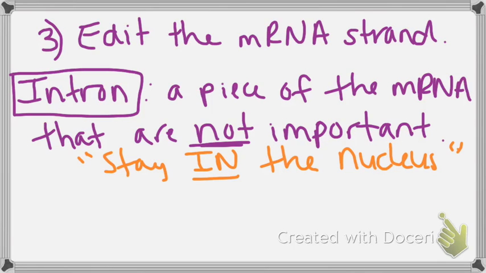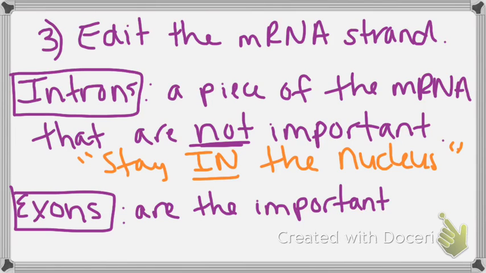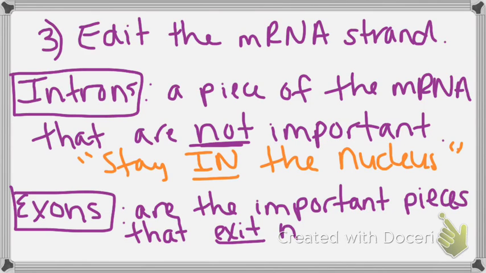The other part are exons. So we have introns and exons. Exons are the important pieces that get to exit the nucleus. So think: introns stay in, exons exit the nucleus.